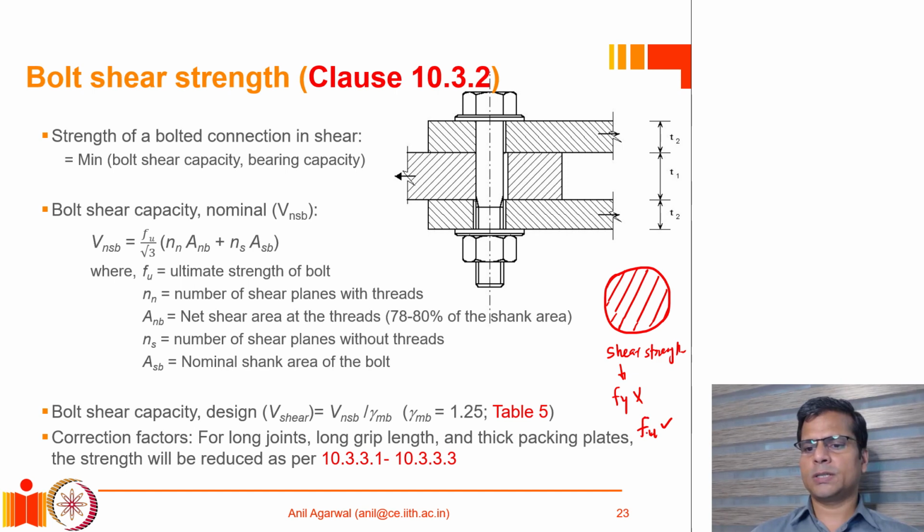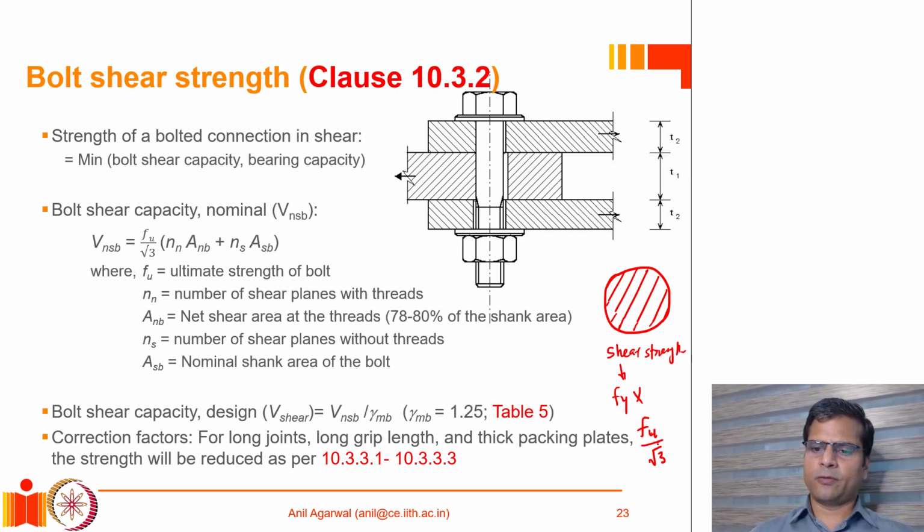But FU is the ultimate stress of steel or the bolt material in pure tension condition. In shear condition, the strength will be given by FU divided by root 3. Where is this root 3 coming from? Do you folks know? What is the reason for a root 3 factor for shear?